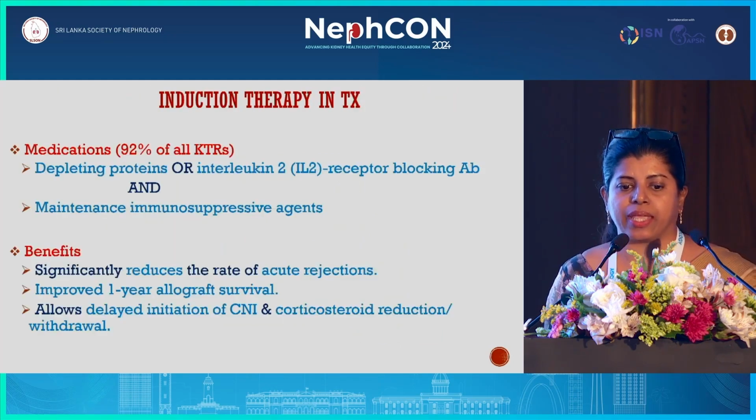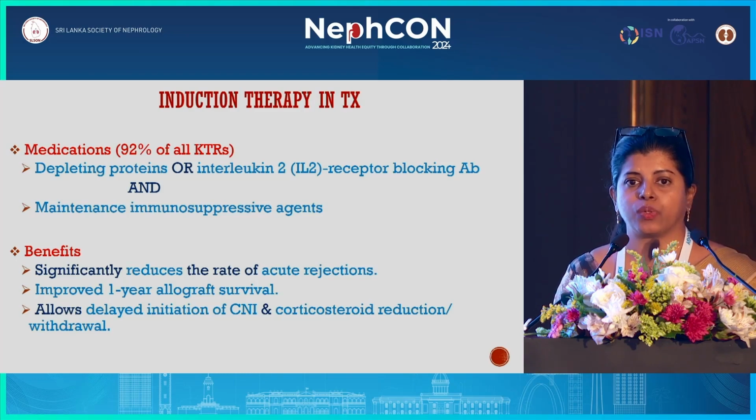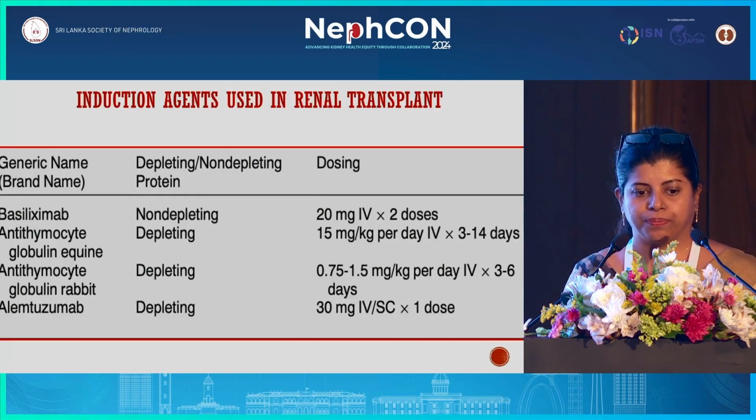Induction therapy in transplant is performed in almost 92% of all kidney transplants worldwide. They use either a depleting protein or an interleukin-2 receptor blocking antibody along with maintenance immunosuppressive agents. The benefits of using induction agents are it reduces the rates of acute rejection, improves 1-year graft survival, and also helps in allowing tailored regimens like delayed initiation of CNI or corticosteroid reduction or withdrawal.